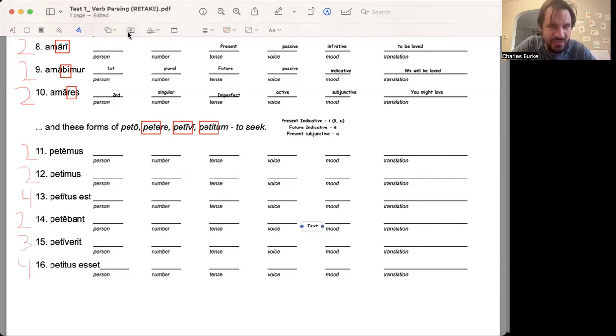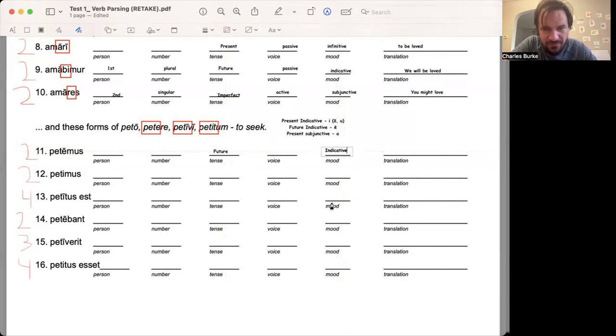Petemus, with that long E, I know, therefore, it's future indicative. It really needs to be. It's not petamus, like this isn't even one of the ones that has other options. This is really future indicative.